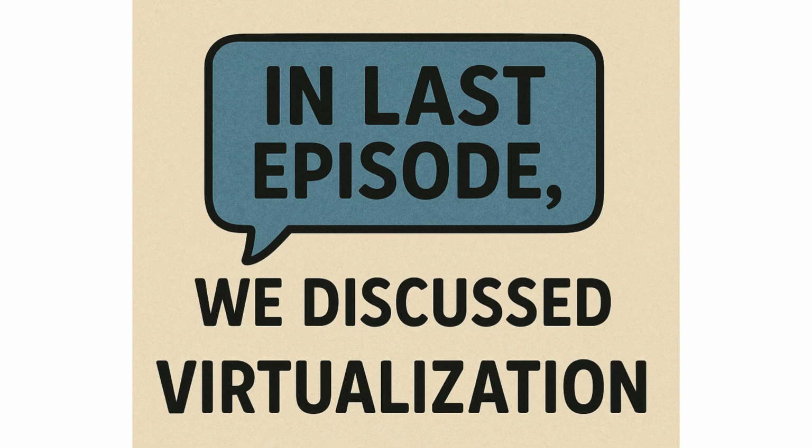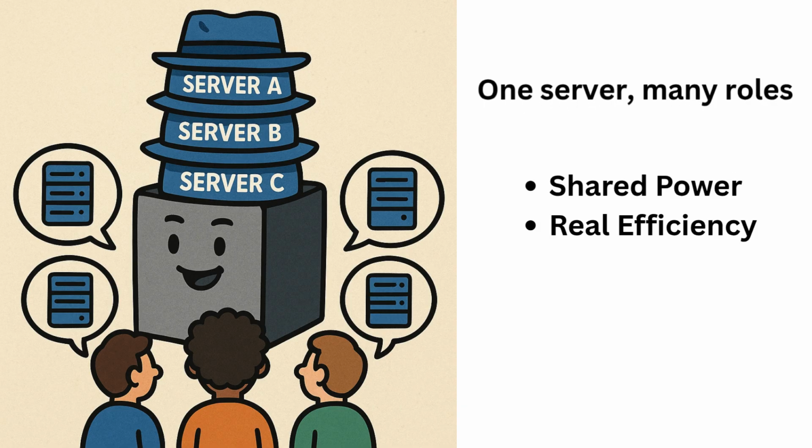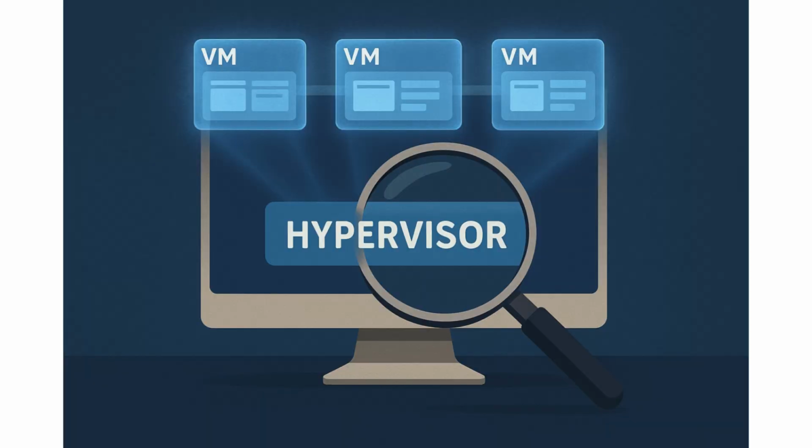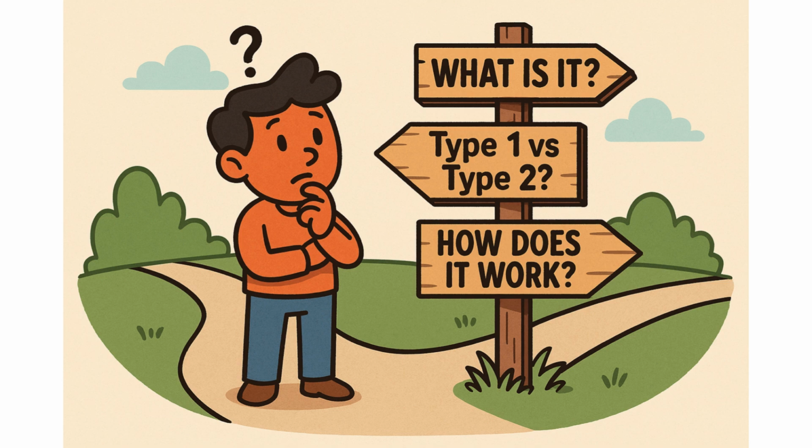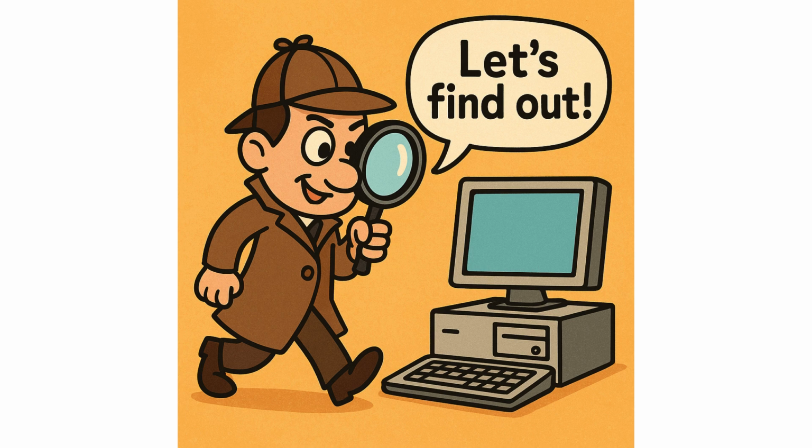In the last episode, we talked about virtualization, the tech that lets one server act like many. Today, we're zooming in on what makes that possible, a hypervisor. What is it? How does it work? And what's the difference between Type 1 and Type 2? Let's find out. What is a hypervisor?